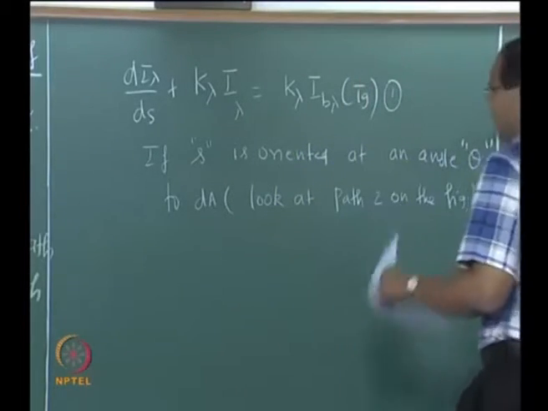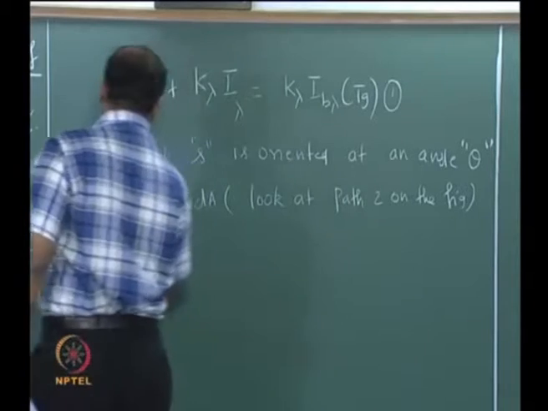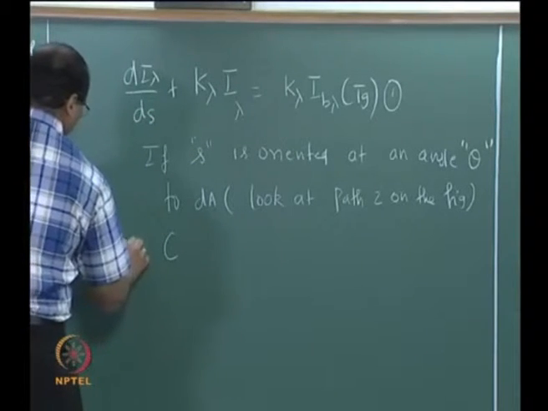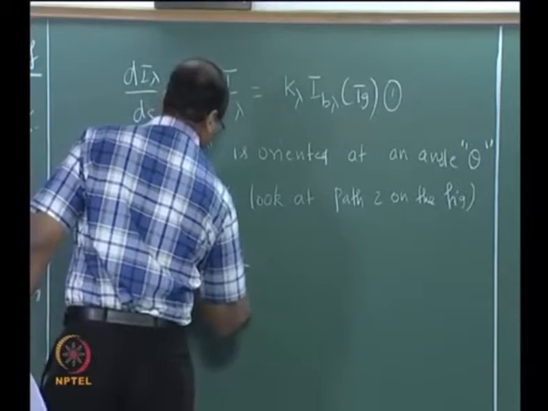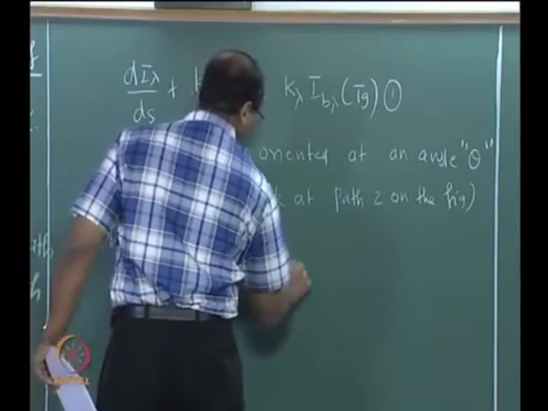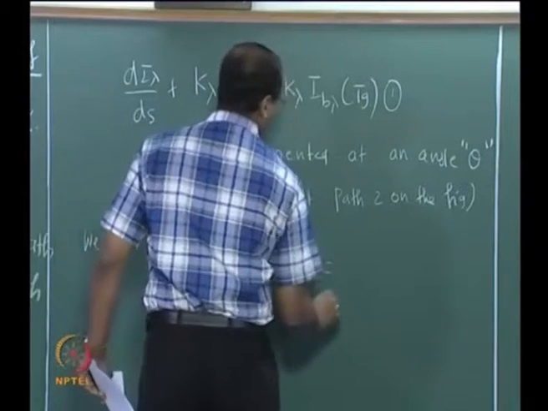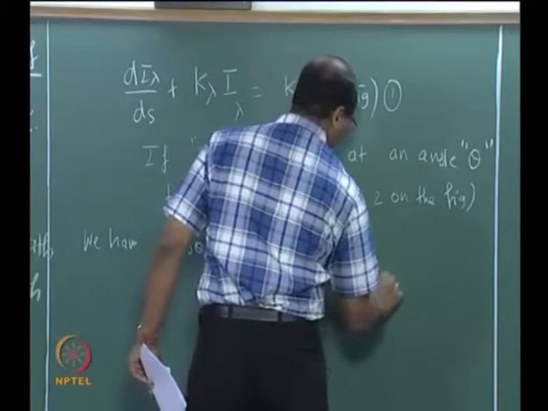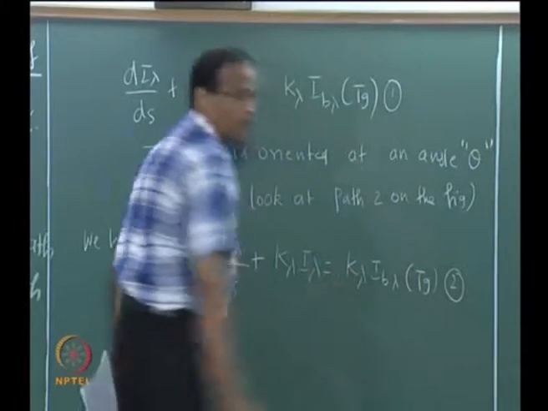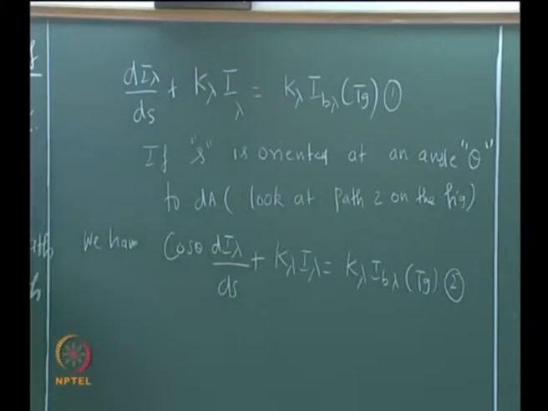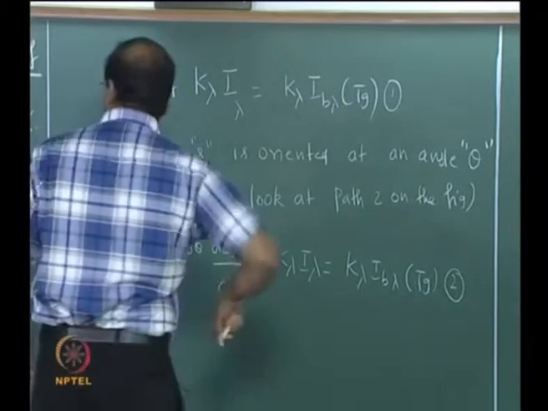So the equation gets modified as cos theta. Needless to say, when theta equals 0, equation 2 reduces to equation 1, alright.